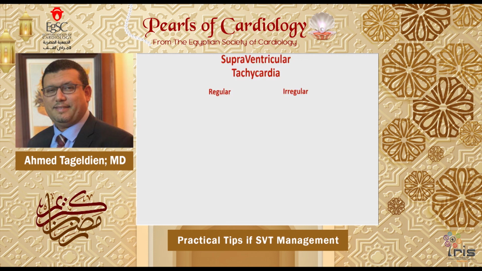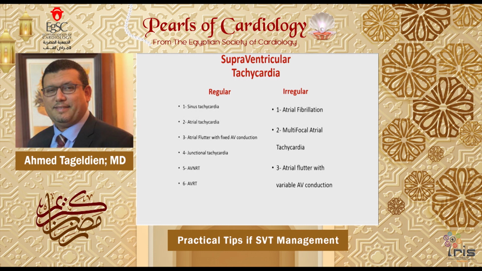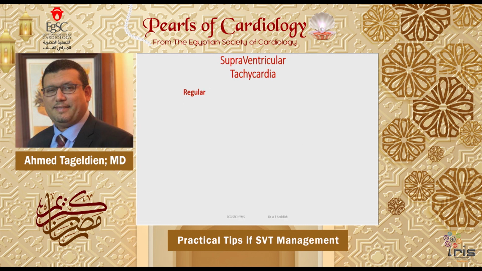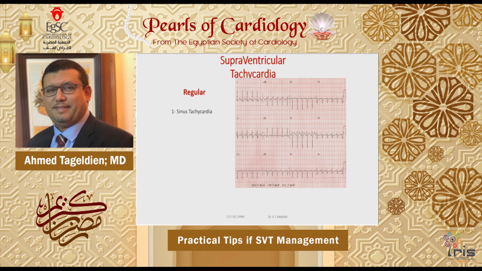SVT is classified into regular and irregular SVT. Regular ones include sinus tachycardia, atrial tachycardia, atrial flutter with fixed AV conduction, junctional tachycardia, AV nodal reentrant tachycardia, and AV reentrant tachycardia, while irregular SVT includes atrial fibrillation, multifocal atrial tachycardia, and atrial flutter with variable AV conduction. This is how the ECG looks for each tachycardia.